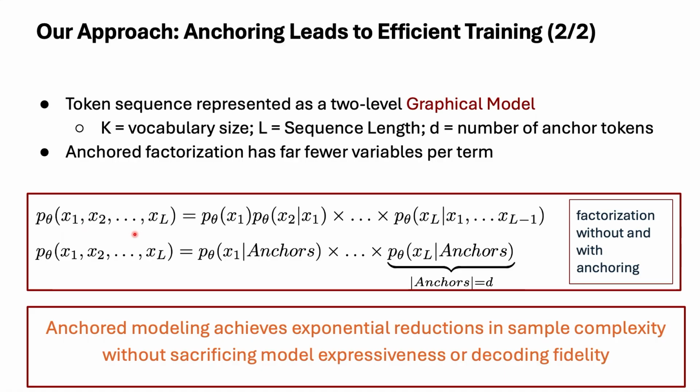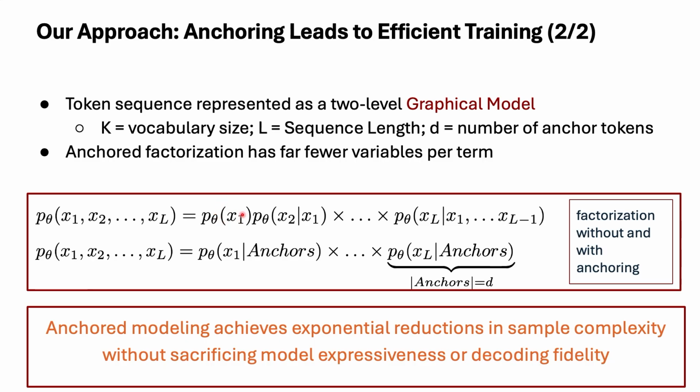If you don't have any structure, then one natural way to decompose this joint distribution, using the chain rule of probability, is first the distribution of the first token, times the distribution of the second one given the first, times the distribution of the third one given the first and the second, all the way up to the distribution of the last one given everything else. So let's count the parameters needed to learn this.